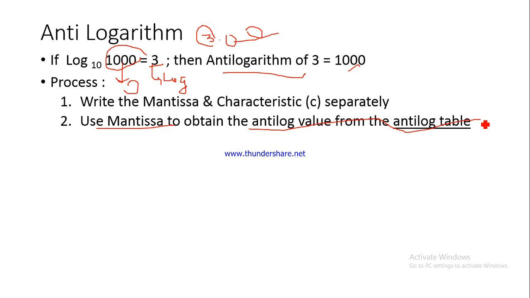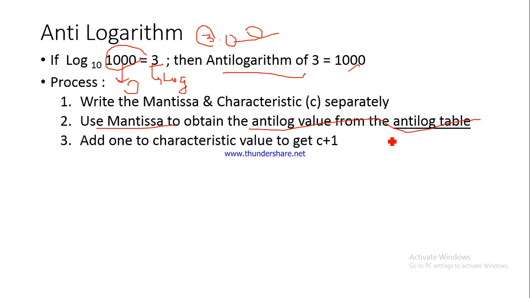Once you have done this, now we'll have to work on the characteristic. Whatever is the characteristic, you'll have to add 1 to the characteristic value. Let's say the value of characteristic is C. So when you add 1, it will become C plus 1. That is why I've mentioned this particular portion here, right?